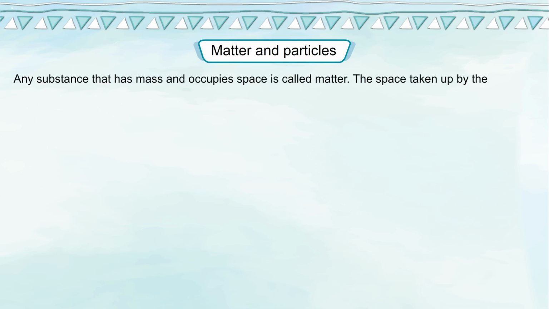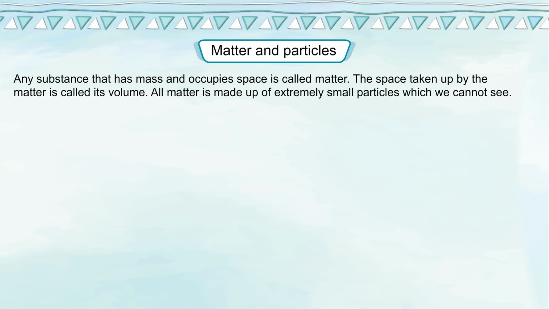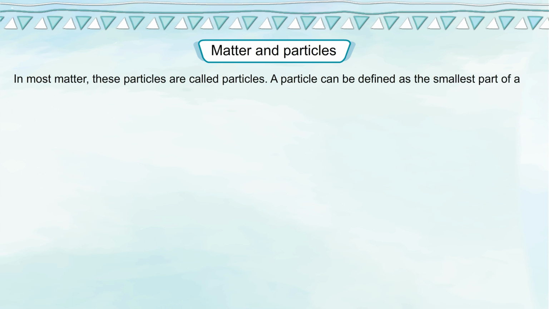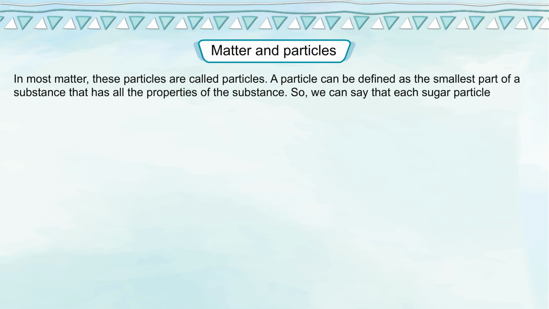Matter and particles. Any substance that has mass and occupies space is called matter. The space taken up by the matter is called its volume. All matter is made up of extremely small particles which we cannot see. A particle can be defined as the smallest part of a substance that has all the properties of the substance. So we can say that each sugar particle will have the properties of sugar.